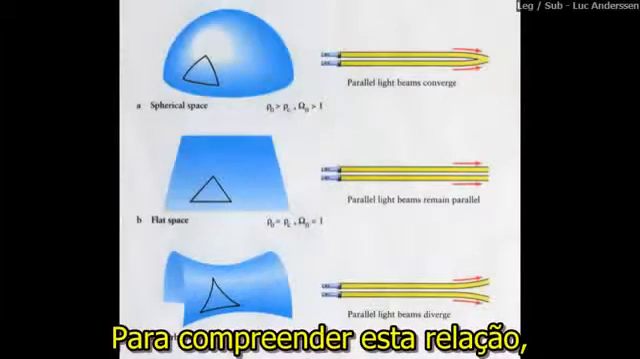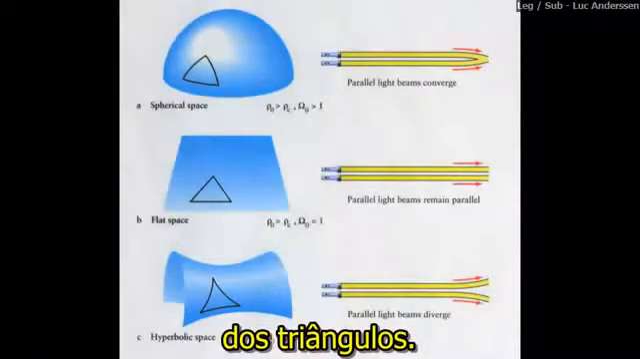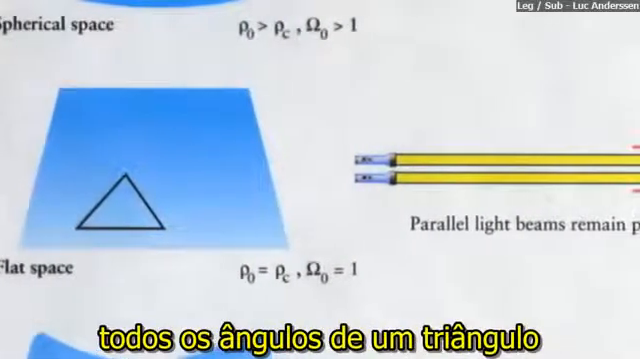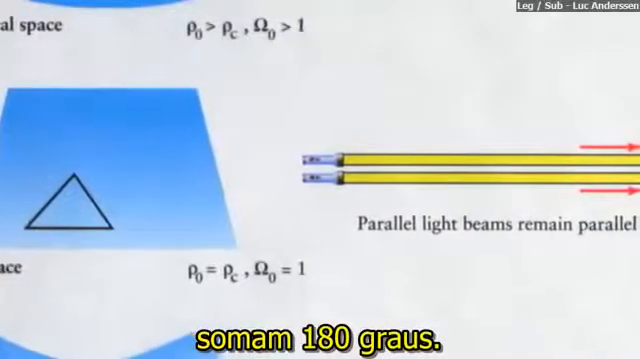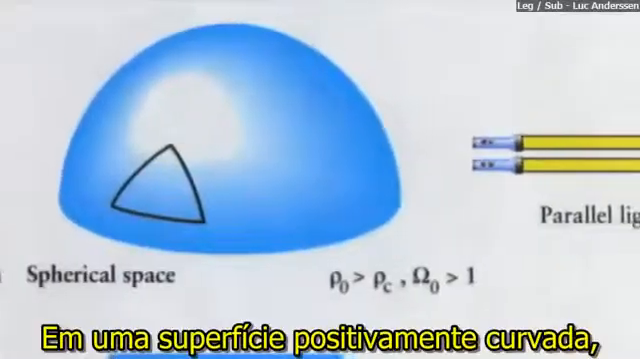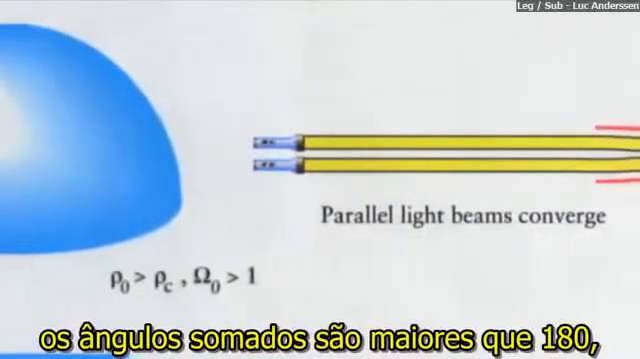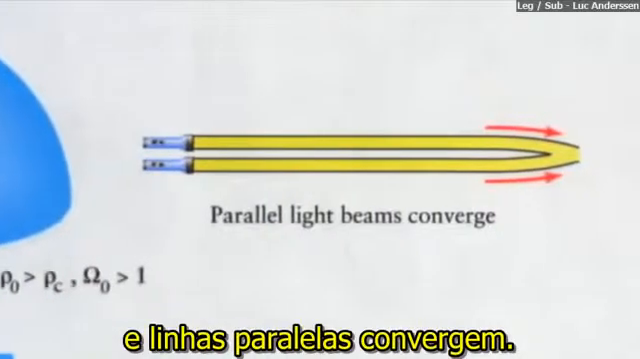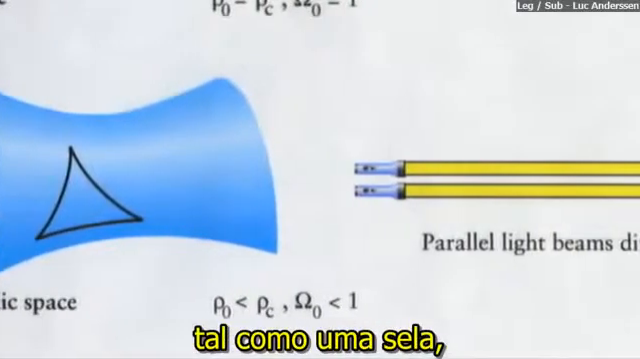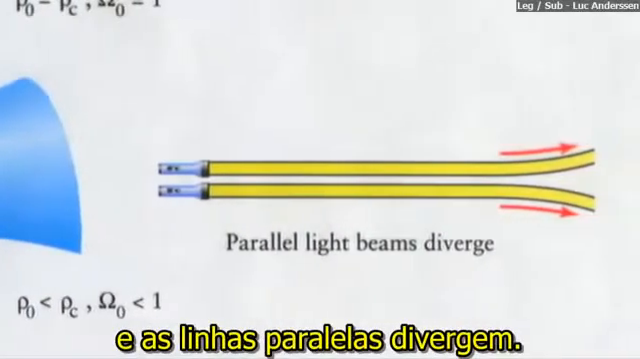To understand this relationship, all we need is basic geometry of triangles. On a flat surface, all angles in a triangle add up to 180 degrees, and parallel lines remain parallel. On a positively curved surface, like a sphere, they add up to something greater than 180, and parallel lines converge. On a surface with a negative curvature, such as a saddle, the three angles add up to less than 180 degrees, and parallel lines diverge.